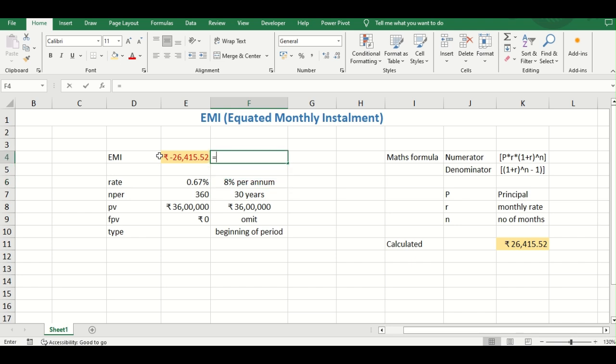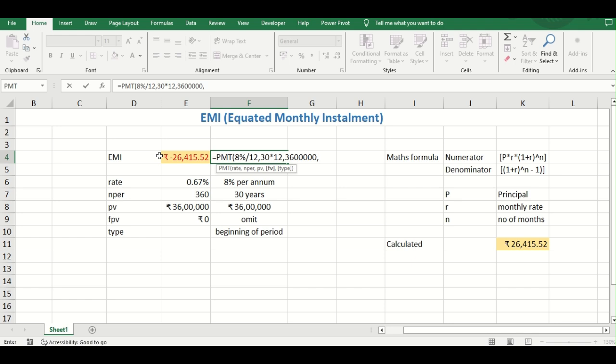Else what you can also do is you can just type PMT the way we have done earlier. Rate is 8%, so 8% divided by 12, comma, NPER is basically 30 years, so 30 multiplied by 12, that is 360. Present value is 36 lakh, so 36,000 into 3, which is basically the loan amount. FV you can omit, so we can just leave it if we don't have an FV value.